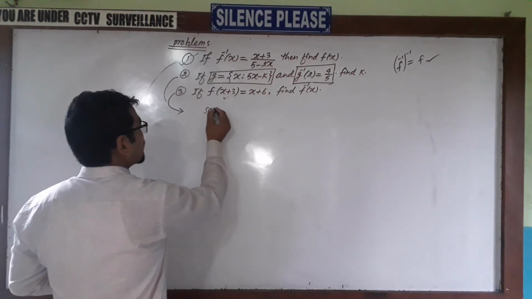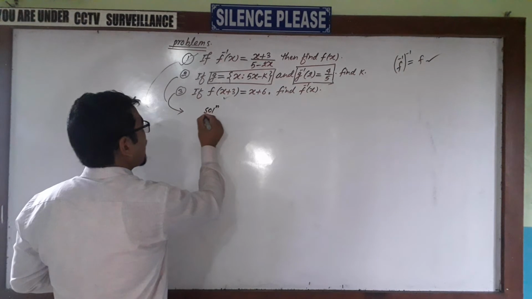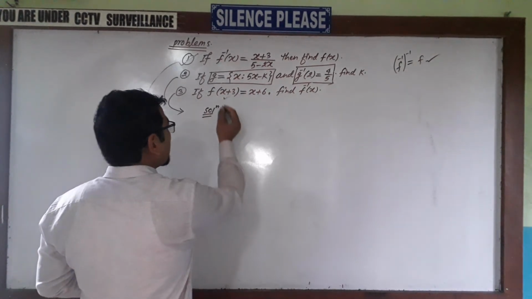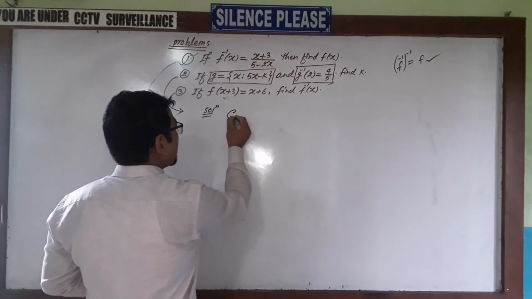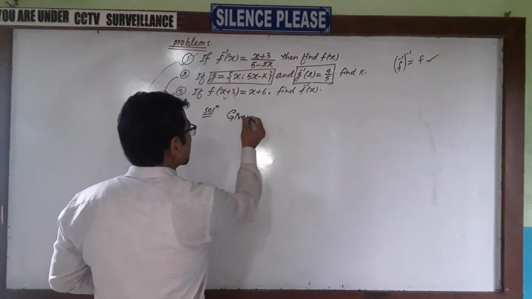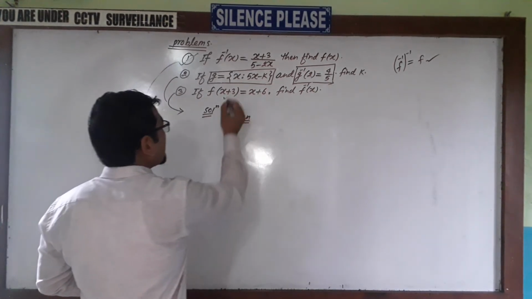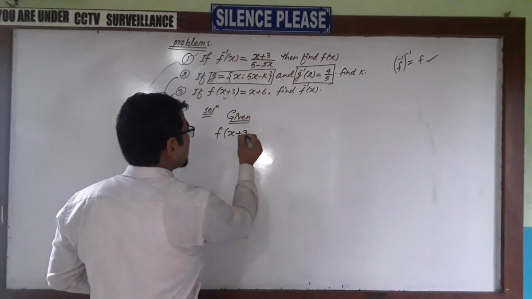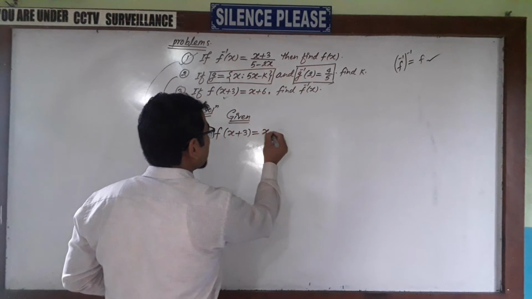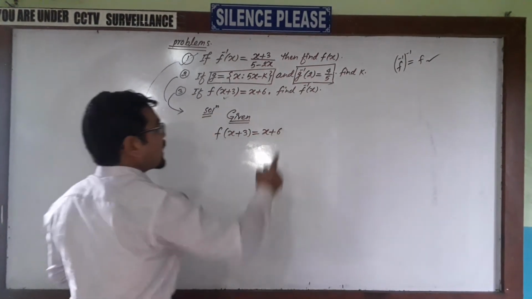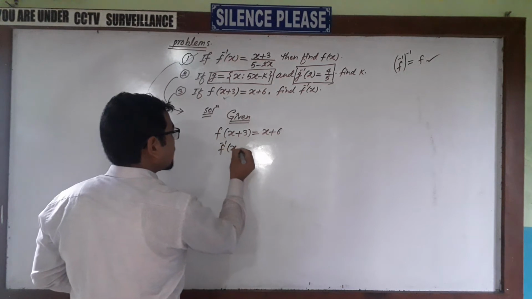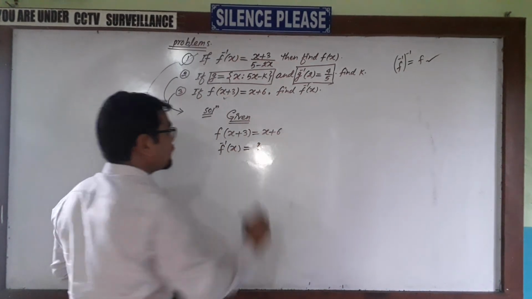How to do question number 3? If a question comes in this way, then how to do it? Look here. The function f of x plus 3 is given as x plus 6. Now we have to find f inverse x is equal to what? This we have to find.